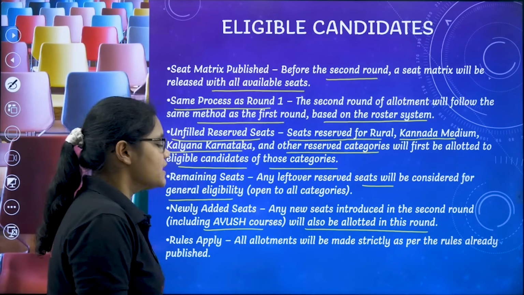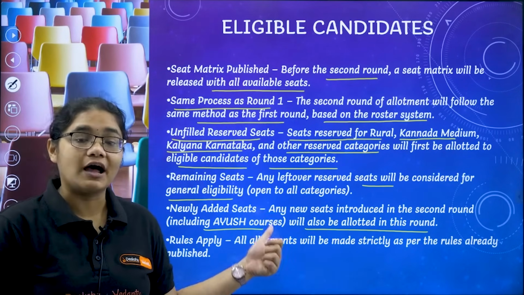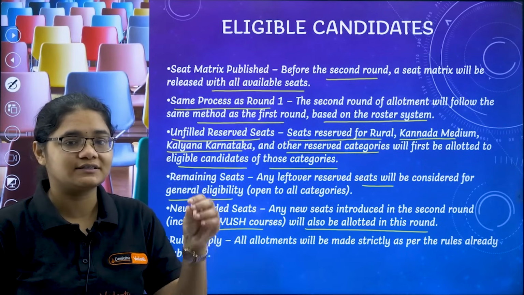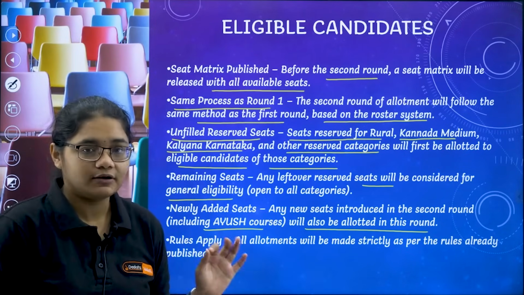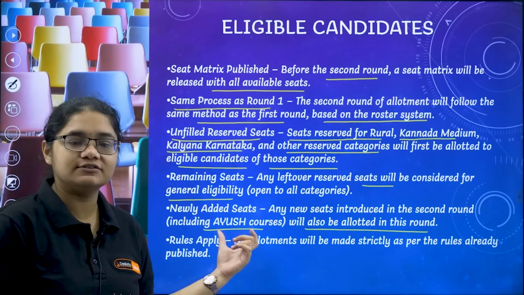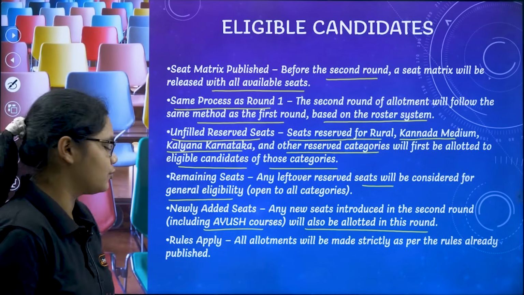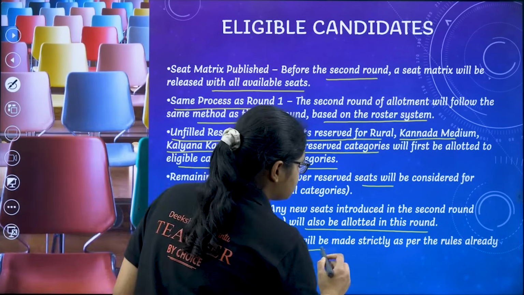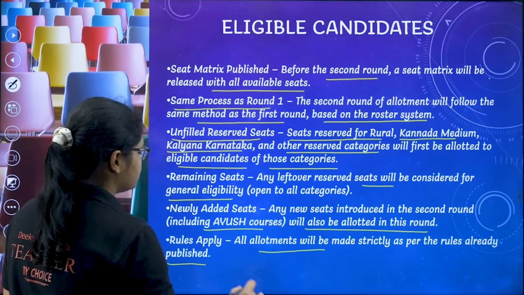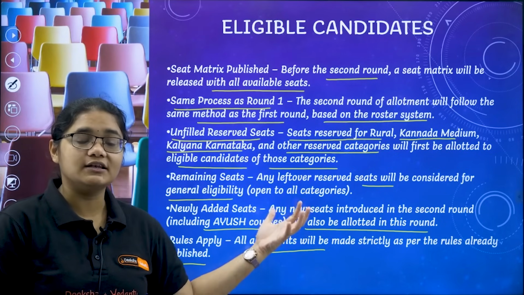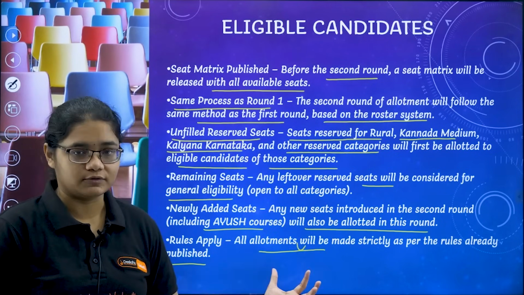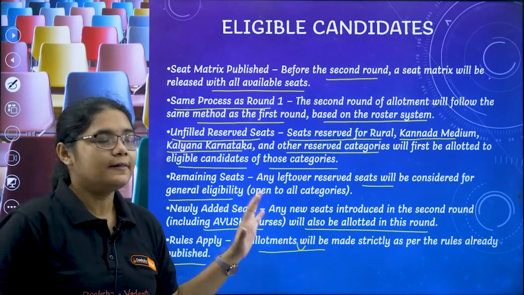Newly added seats: any new seats introduced in the second round, including Ayush courses, will also be allotted in this round. So if you are interested in Ayush courses, the seats for Ayush courses have now been included, so you can also enter those options, and the seats in these courses will be allotted in the second round. Next, all allotments will be made strictly as per the rules already published. So there is no change in the rules or in how the seats will be allotted. This is something which is already there.